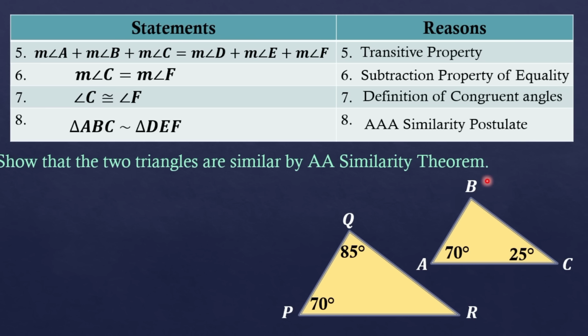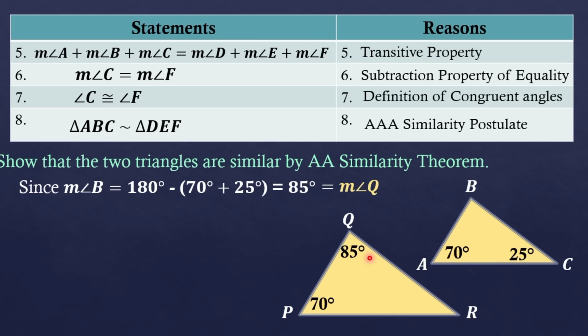If we will try to get the measure of angle B, paano ba ito makukuha? Using the triangle sum theorem na dapat 180 po ang interior angles ng ating triangle. So kung 180 po, 70 plus 25, this is 95. So ano po ang measure nito para maging 180? That is 85 degrees. Now, as you can see, yung measure ni angle B which is 85 degrees ay equal po kay angle Q. So, the measure of angle B, yung kinuha natin, equal po siya sa measure ni angle Q.